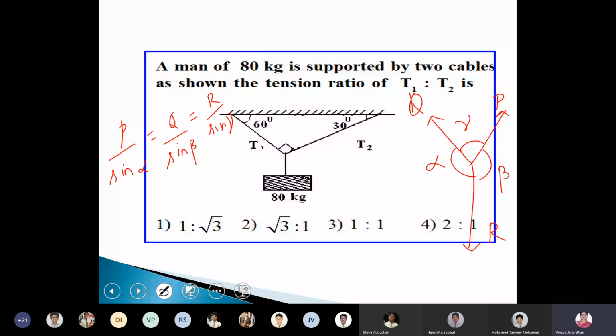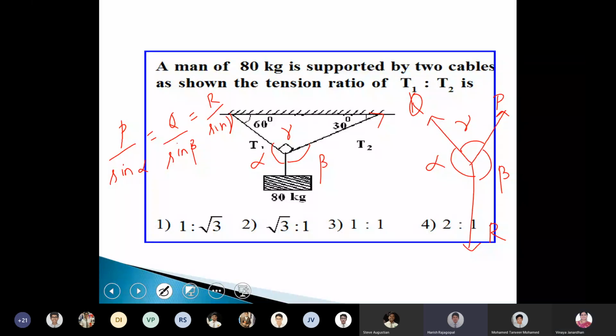Suppose I mark this as T2 is P. T2 takes the value of P. So this will be alpha, this will be beta, this will be gamma. Anyway, gamma, you can see it is 90 degrees. The only thing is that you have to find the value of alpha and the value of beta. Can you calculate beta mathematically? Anyone who has calculated beta? Ma'am, is beta 120 degrees? Beta is 120. Yes, correct.